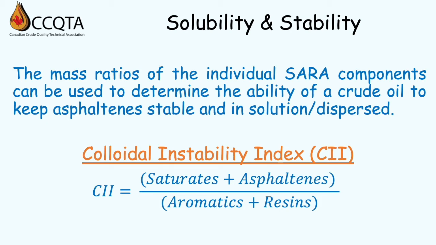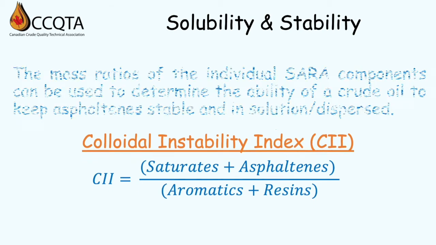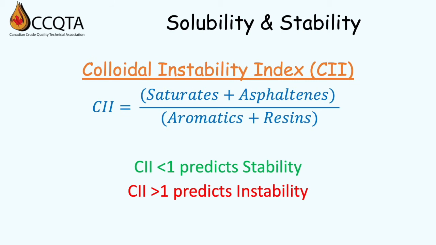After collection of many years of data, researchers have identified a CII stability criteria. Crude oils with a CII of less than 1 should be stable, meaning they have sufficient solvating power to maintain asphaltenes in solution. Crude oils with a CII of greater than 1 are likely unstable, meaning they have insufficient solvating power to maintain asphaltenes in solution. Another common term for this type is self-incompatible.